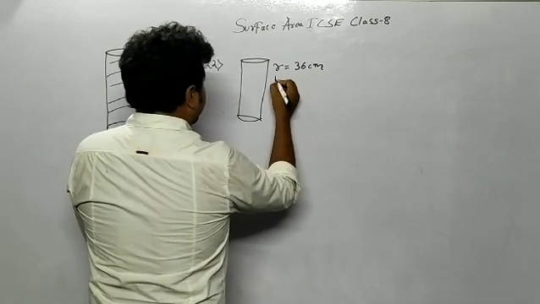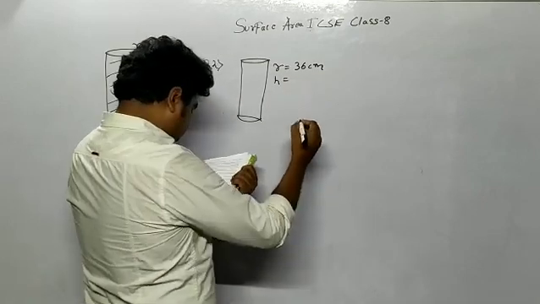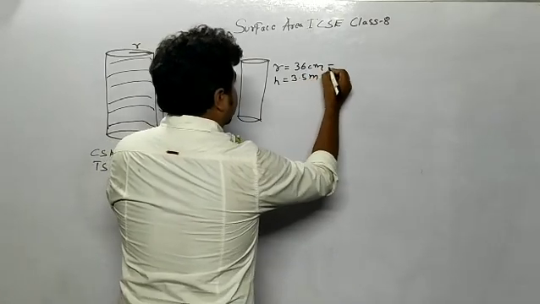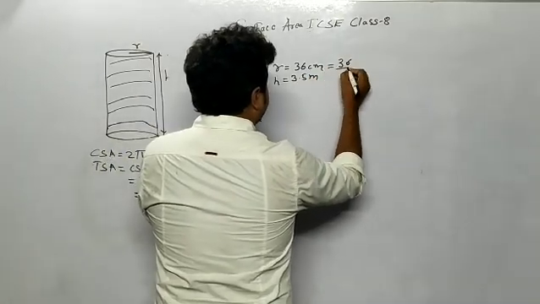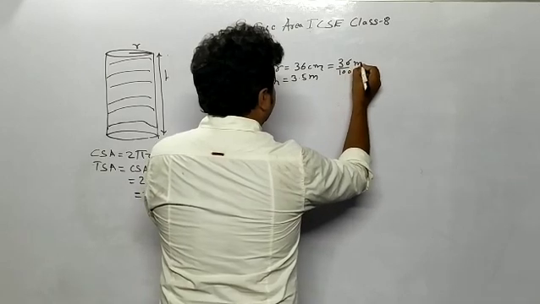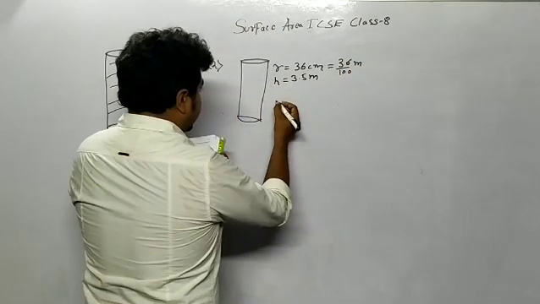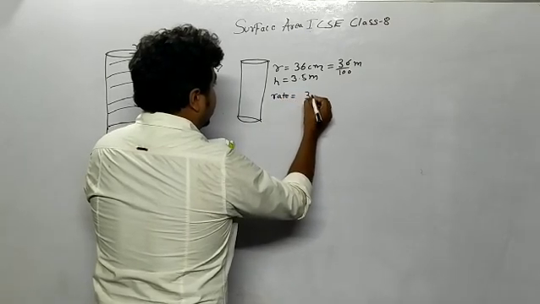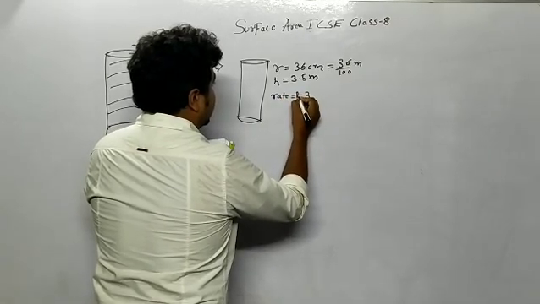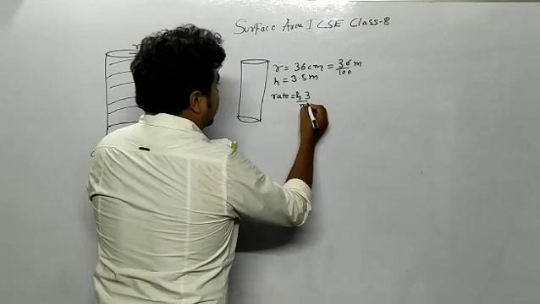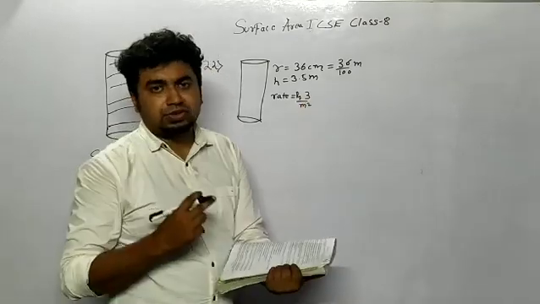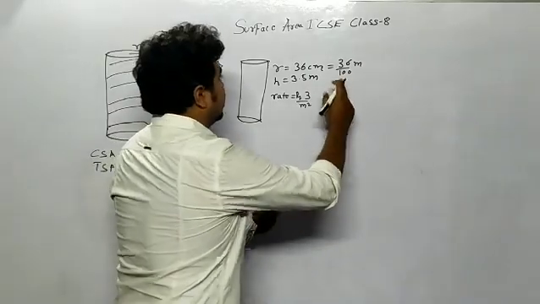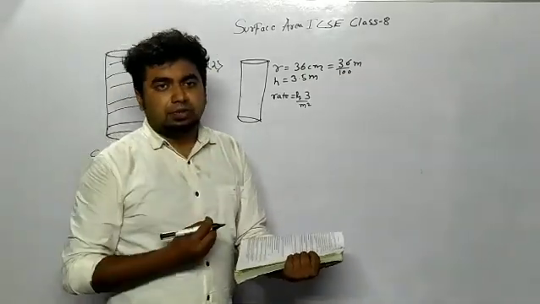The other thing given to us is the height, 3.5 meter. 3.5 meter is the height given to us. I will write 36 divided by 100 to convert the radius to meter, because the cost rate is given as 3 rupees per meter square. That means the cost per meter square is 3 rupees. That is the rate given, and that's why I converted the radius in meter.